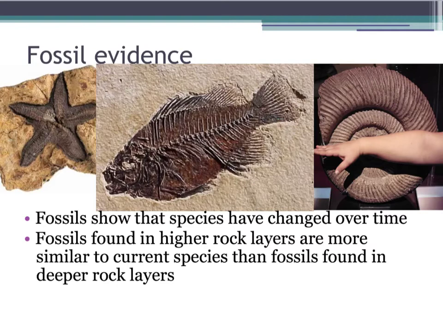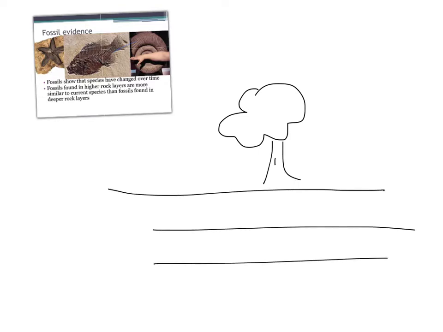So let me just show you guys that example here. I'm going to make that small. So here's our tree. Hello, tree. So underneath the earth, there's several layers. If we find a little snail shell here, and then we also find a snail shell here, the more recent snail shell, the one that's closer to the surface, is going to be more recent than this one, which is farther underneath. That's what that means, that the higher rock layers are more similar to current species.